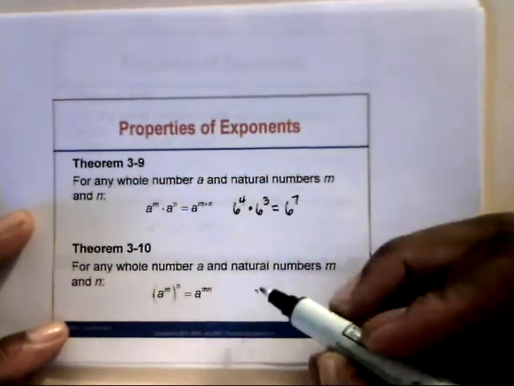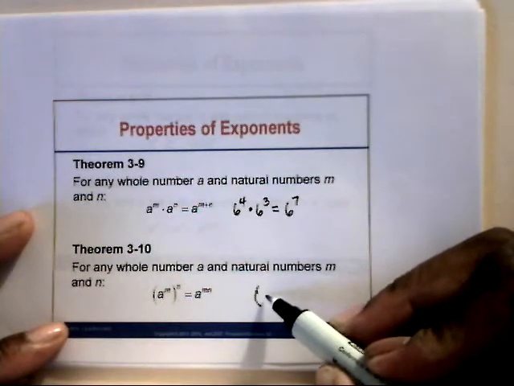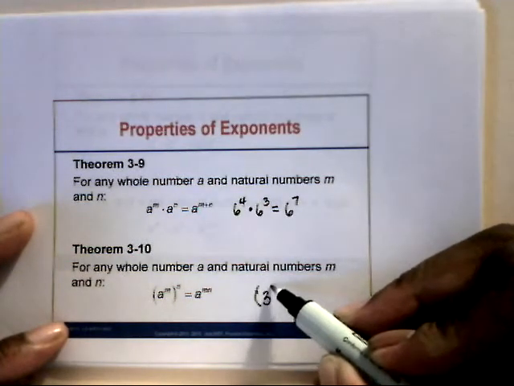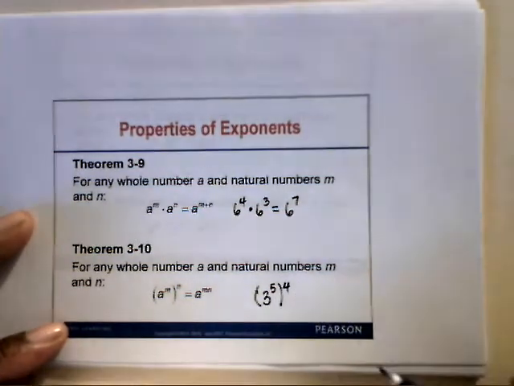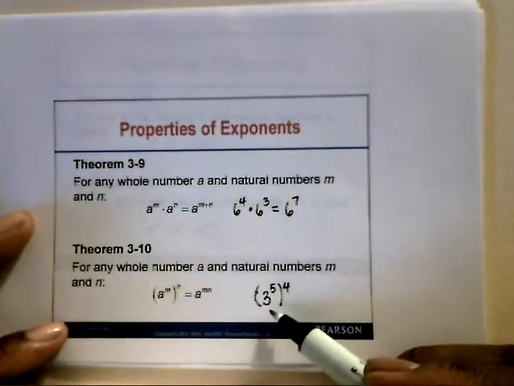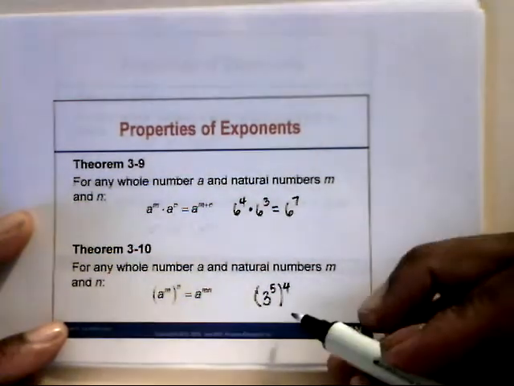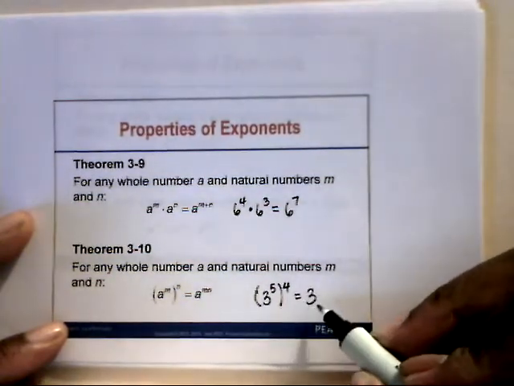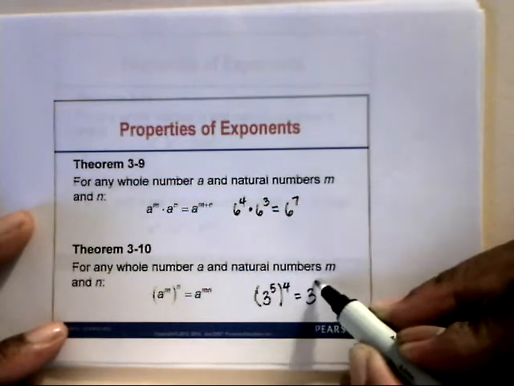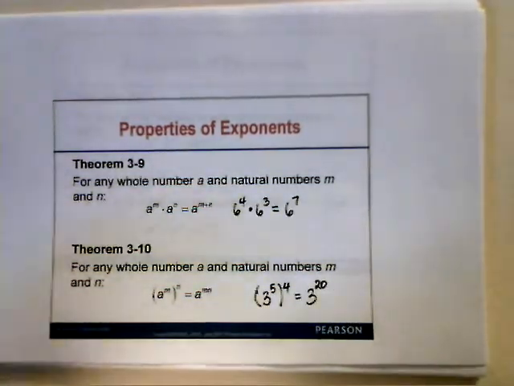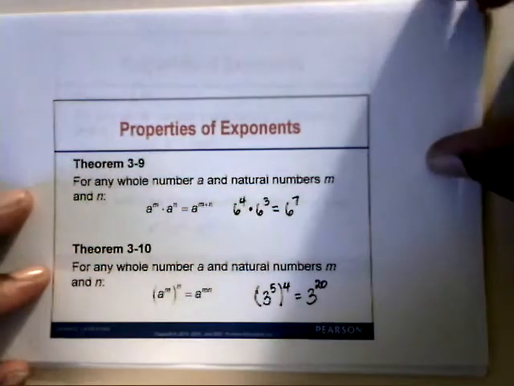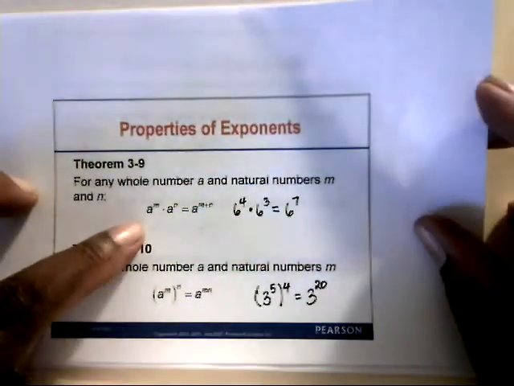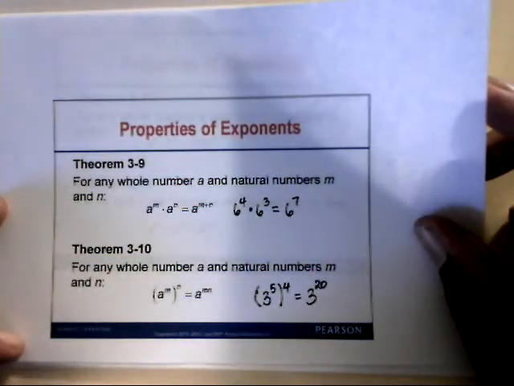Now for theorem 3-10, let's say 3 to the 5th raised to the 4th. Here we're raising a power to a power, so we bring over the base and multiply these exponents, 5 times 4, that'd be 20, so it'd be 3 to the 20th power. Okay, that's just an illustration of how we use the properties of exponents. One is the product rule, the other one is the power rule.